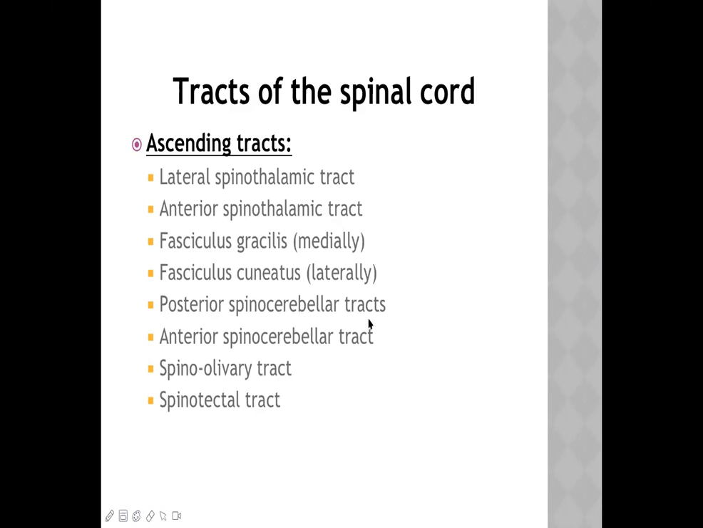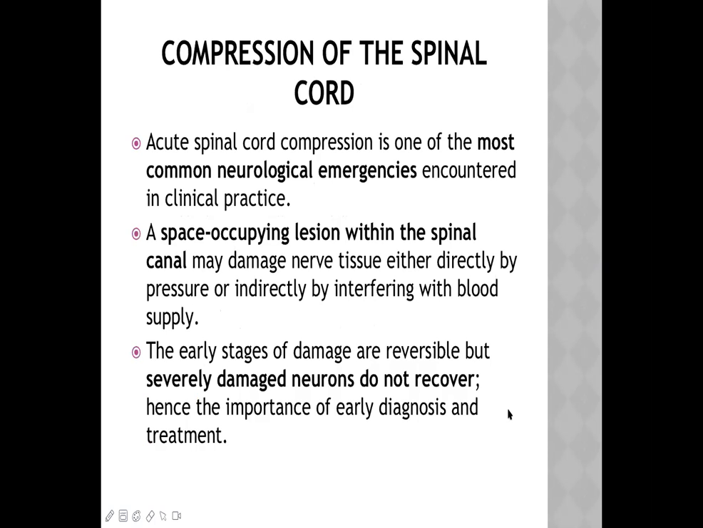Posterior spinocerebellar tract and anterior spinocerebellar tract are other parts. Spino-olivary and spinotectal are other. These are all the ascending tracts which are present in the spinal cord. Now, with this background anatomical knowledge, let's talk about some clinical aspect. What happens when spinal cord is compressed? How do we identify those patients? What problems will those patients have, and what treatment do we provide? So this is a general type of topic.